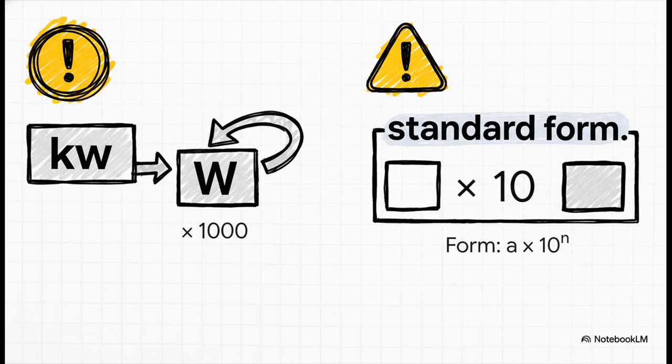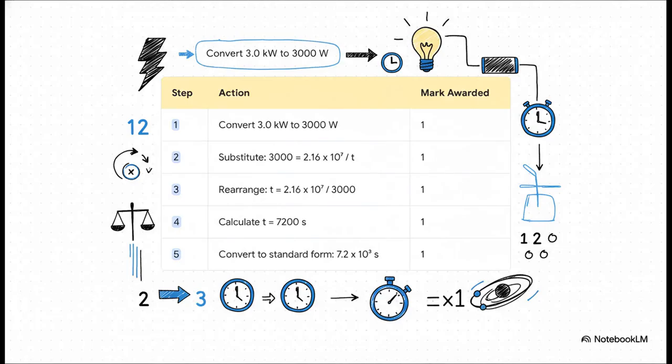Now, right off the bat, you need to spot the 2 potential traps here. First, the power is in kilowatts, not watts. And second, look at the end. Give your answer in standard form. You've got to get both of those right to get all the marks. And just look at this. 5 marks up for grabs. And again, they're broken down step by step.